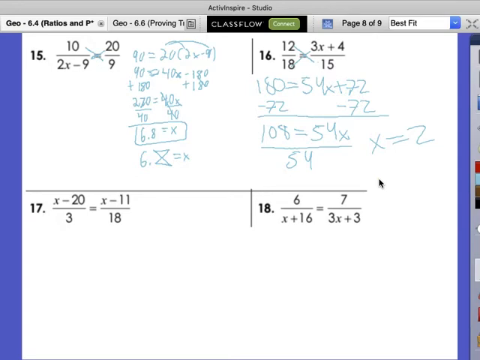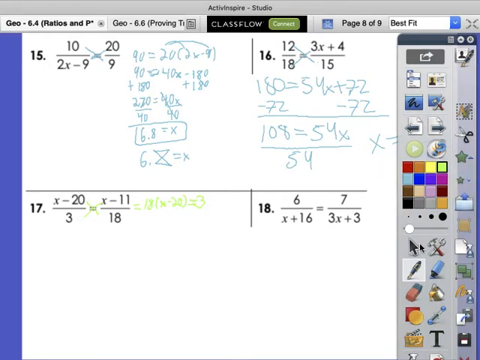Questions on number 16? Hey, on 17 here, we can do the same thing. What might look intimidating on number 17? The fact that there's two different x's, right? That might look intimidating here. But if we go through and cross multiply this like we have been, we'll find that we're going to have 18 times the quantity of x minus 20 is equal to 3.